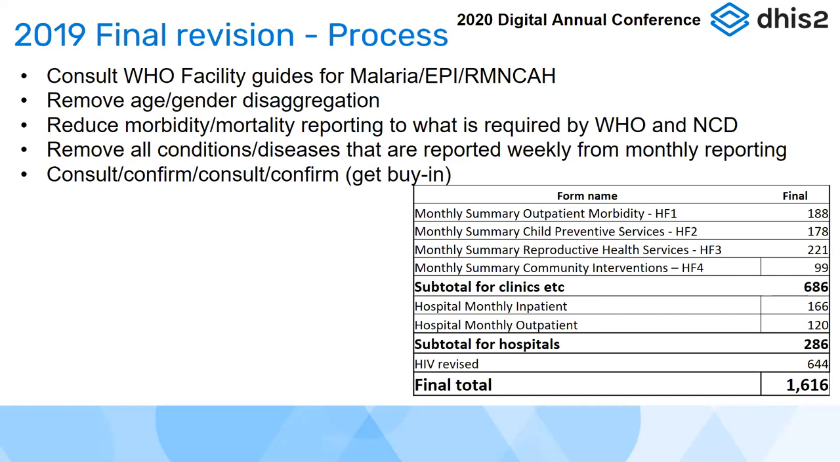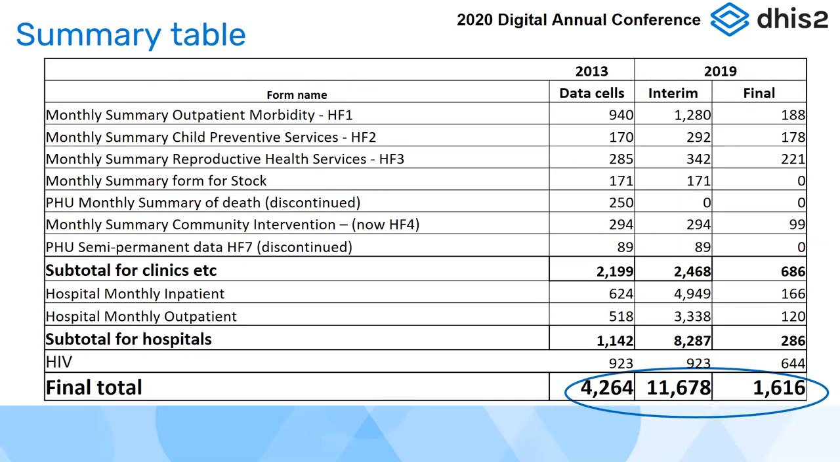And so presently we have 1,616 data cells in our monthly DHIS2 system. And we have conducted trainings for the newly revised tools, and the health facility staff are very much excited about the changes we've made. So at this point, I want to ask Nora Stoops to continue from this point. Nora, are you there?